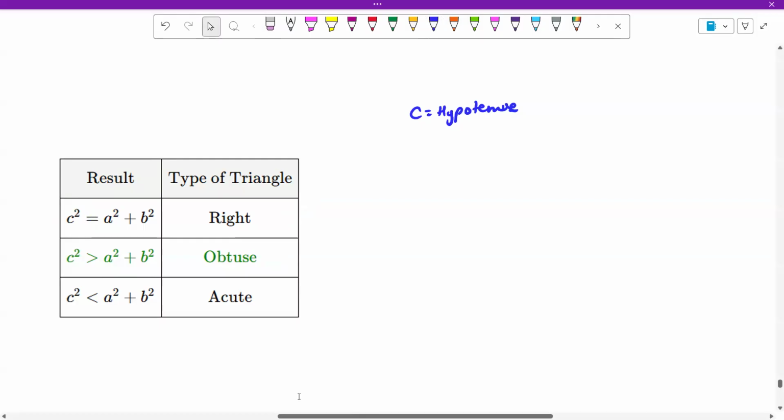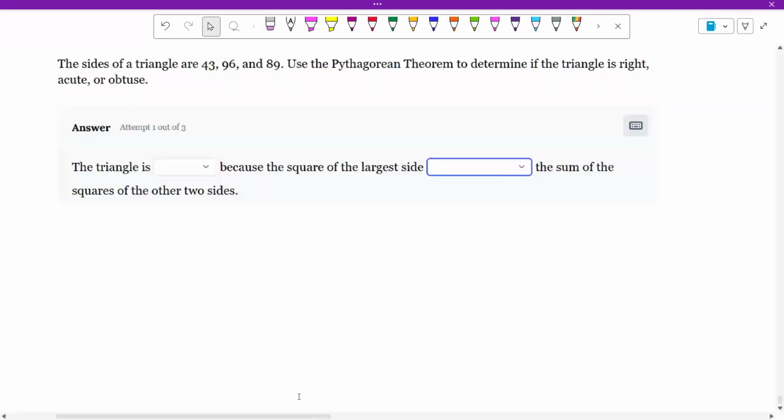Okay. So I had already taken a few examples. Let us take the example that you just gave me here. Is the example visible? Yes. So the sides of the triangle are 43, 96, 89. So we know that we have to take every side square. Over here, let's say this is our C, this is our A, this is our B.